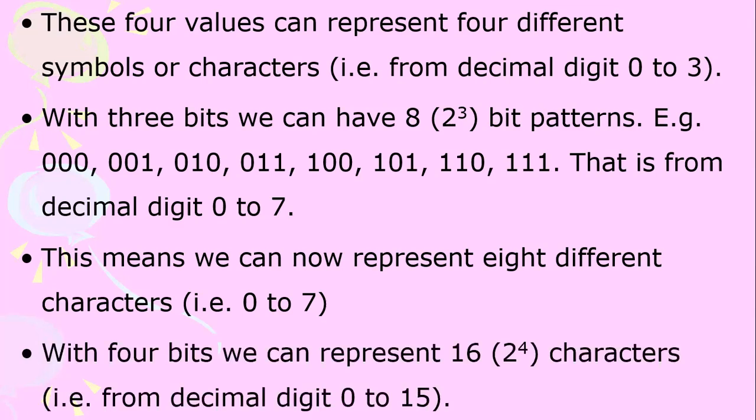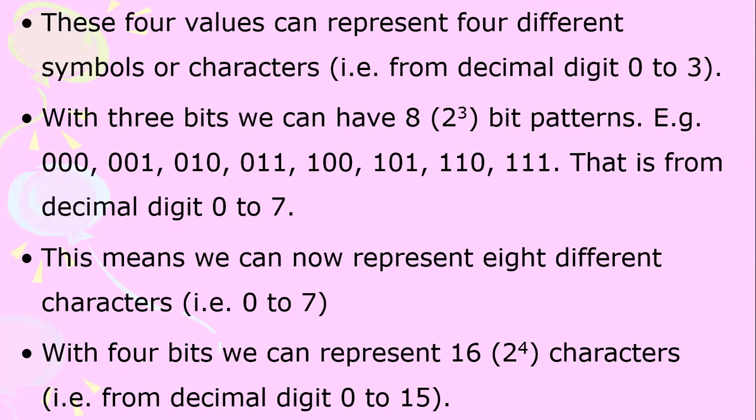With 4 bits, we can represent 16, that is 2 to power 4 characters. 2 for the 2 binary states, 0 or 1, and 4 for the number of bits. So with 4 bits, we can represent 16 characters ranging from decimal digit 0 to 15.